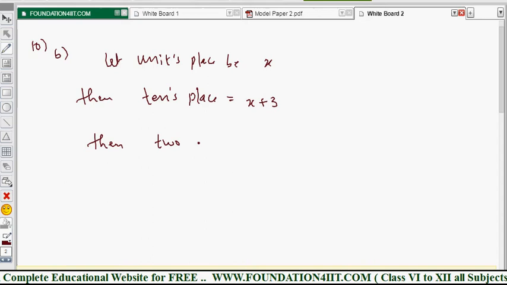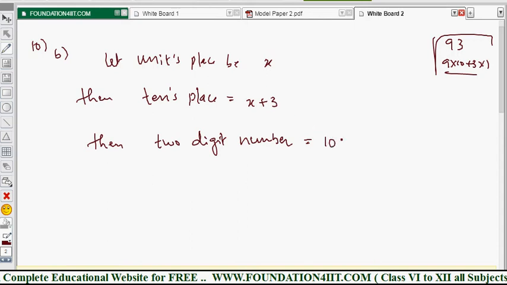Then the two digit number we can write using this. A two digit number is 10 into tens place plus 1 into ones place, right? For example, if you take 93, you can write 9 into 10 plus 3 into 1. So 10 into tens place plus 1 into ones place. That means units place is x, tens place is x plus 3.